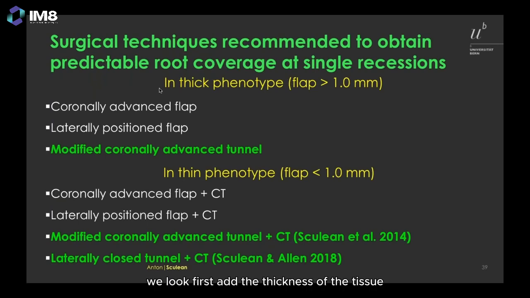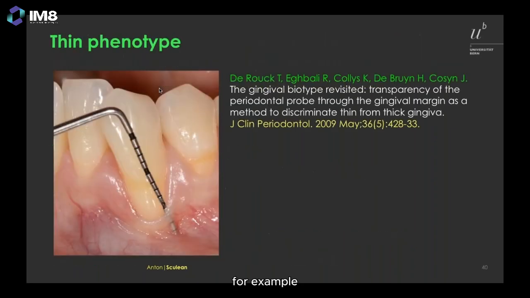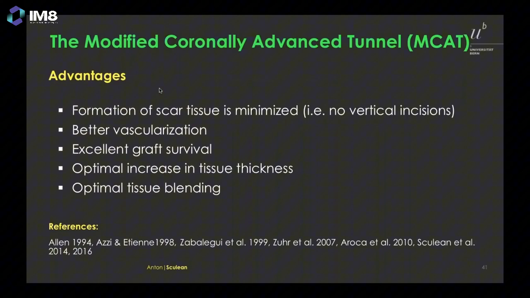We look first at the thickness of the tissue, the so-called phenotype. And if the thin tissue is less than 1 millimeter, we need to increase the tissue thickness by using a graft, for example. And it is very important to look at this factor, because if the tissue is very thin, as you can see it in this slide, we need to increase the thickness by using a graft.